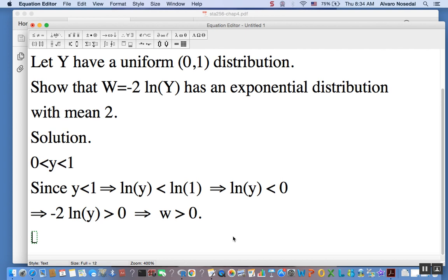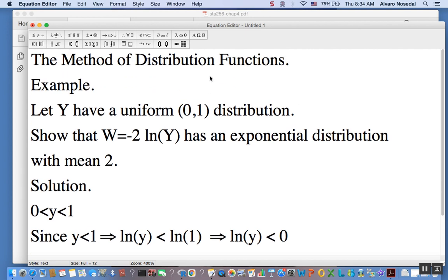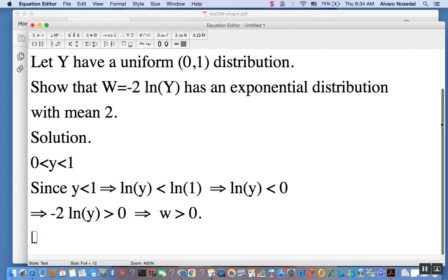And as we said, the idea behind the method of distribution functions is finding the CDF, the cumulative distribution function of the new random variable W, right? And then we're going to be taking its derivative and we'll have the PDF.